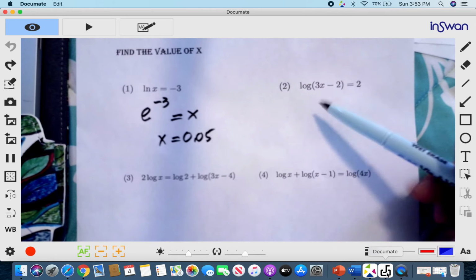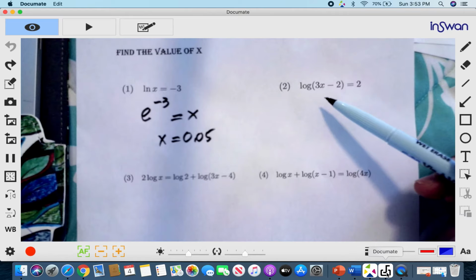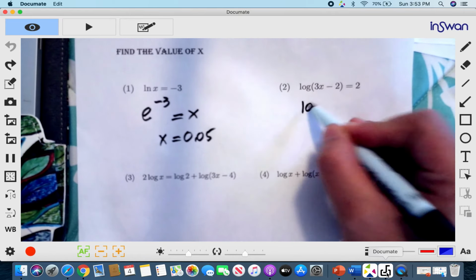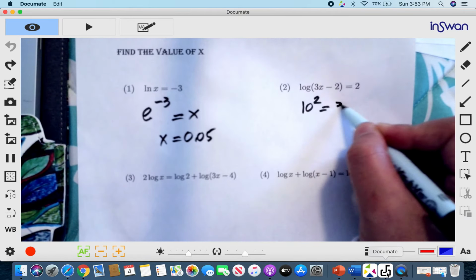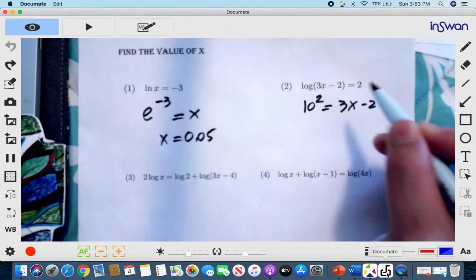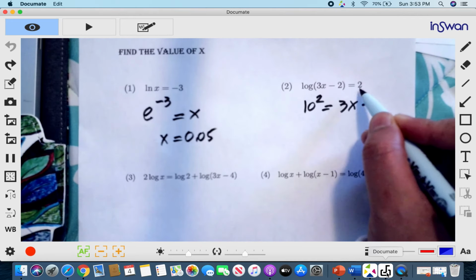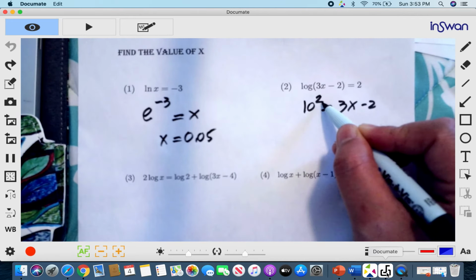Same thing also here. It doesn't have a base, but we know if it doesn't have a base, it's understood that the base is 10. So that's 10 squared equals 3x minus 2. By the way, we're raising it to 2 because we know that the logarithm means exponent. So therefore, it will be equivalent to an exponent. So that will be 10 squared.